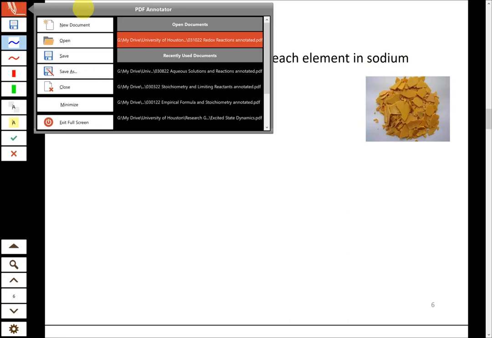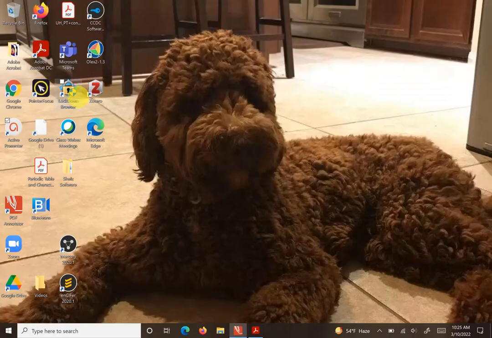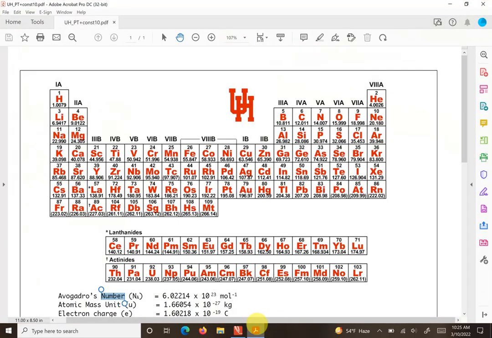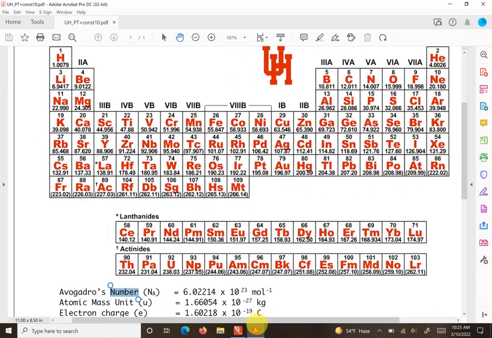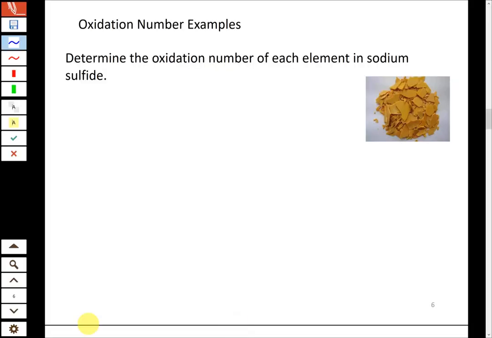If we go to the periodic table, we should all be familiar by now with sodium being in group 1, which makes it a +1 cation in any ionic compound. And then sulfur is here in the same column as oxygen, so it will gain 2 electrons to get to the noble gas configuration. So sulfide will be -2. For sodium sulfide, we have a +1 cation and a -2 anion.